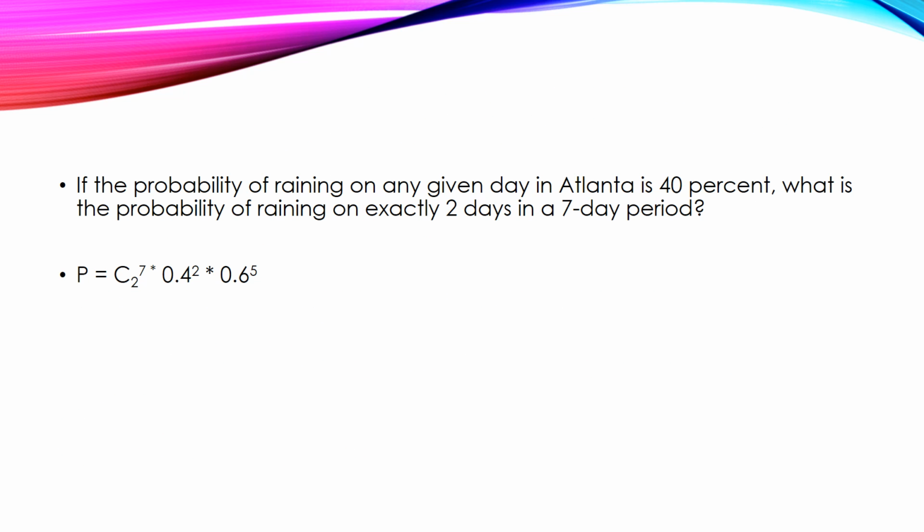Let us look at an example. If the probability of raining on any given day in Atlanta is 40%, what is the probability of raining on exactly 2 days in a 7-day period? P is equal to 7C2 into 0.4 square into 0.6 whole power 5.